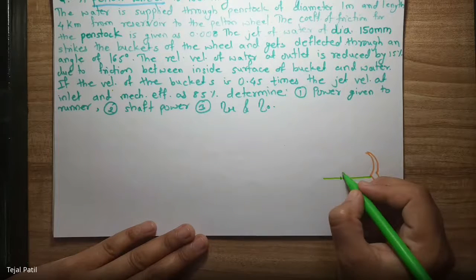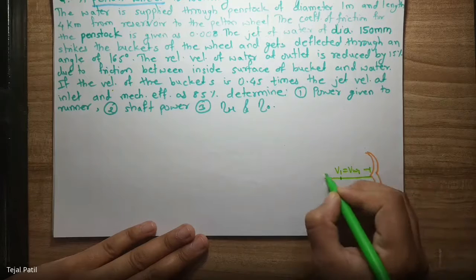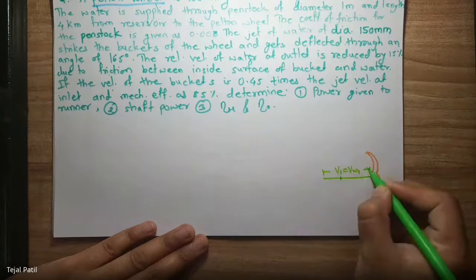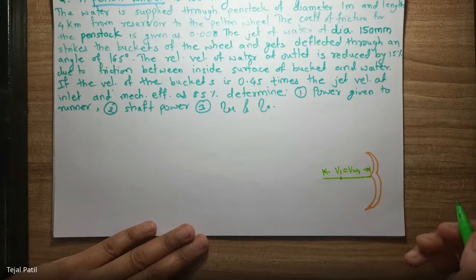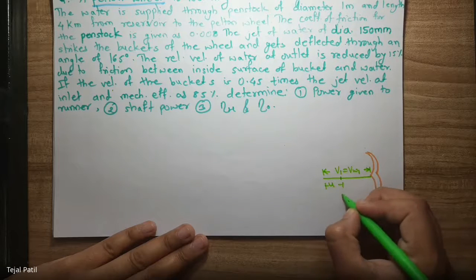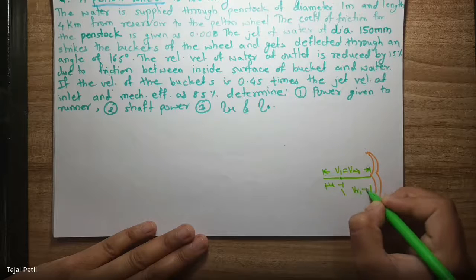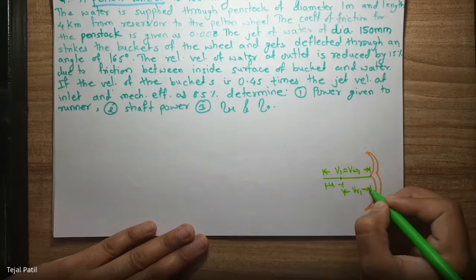So this is V1 equal to VW1. Both will be the same as your theta and alpha is 0. This is your U, and the remaining distance is VR1. Right. This is what the inlet triangle is.